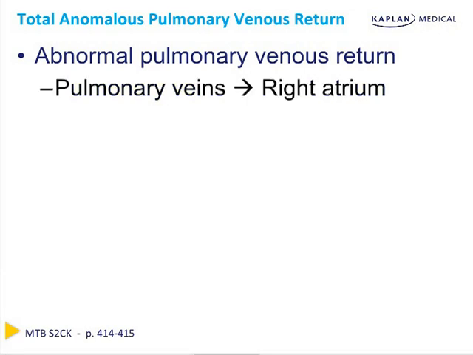Instead of going to the left atrium as it's supposed to, it shows up in the right atrium. This is bad because you need oxygenated blood going to the left atrium so it can send it to the left ventricle into the systemic circulation. If it shows up in the right atrium, well then you need to somehow get that now pseudo-oxygenated blood to the left side of the heart to pump it to the rest of the body.